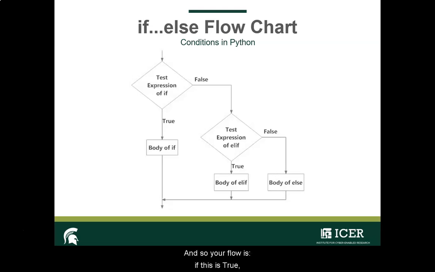And so your flow is, if this is true, then execute that. If this expression is false, then we can look at else if a second expression is true or false. If the else if is false, then we execute the else. Okay, that sounds confusing, but let's go through some examples.